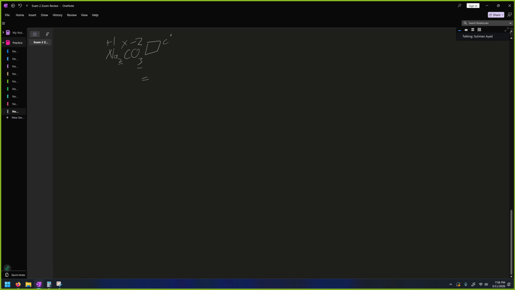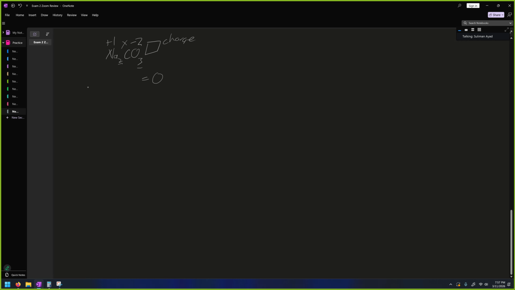So this would be the charge. And that allows you to find the missing variable. If there is no charge shown, that means that the charge is equal to 0. So we'll set this equation equal to 0 to start.